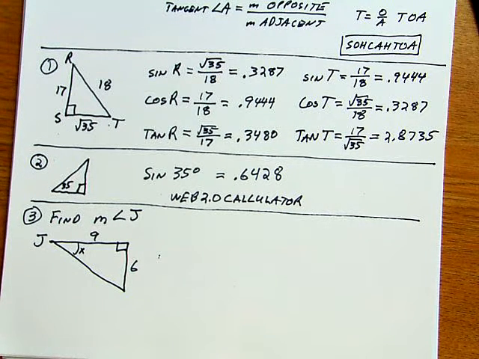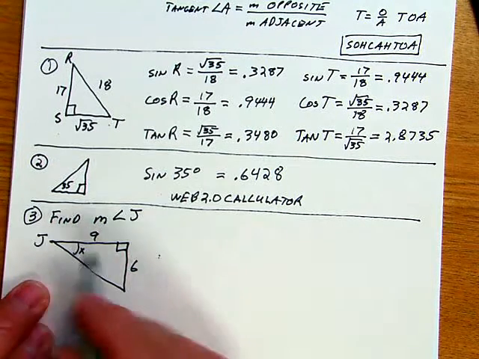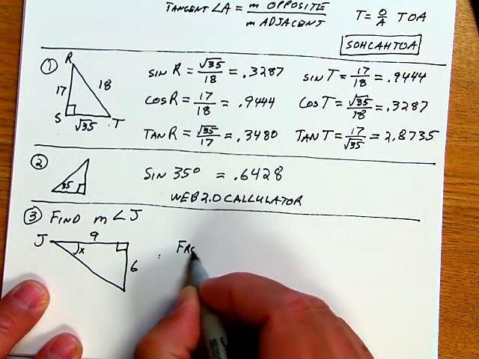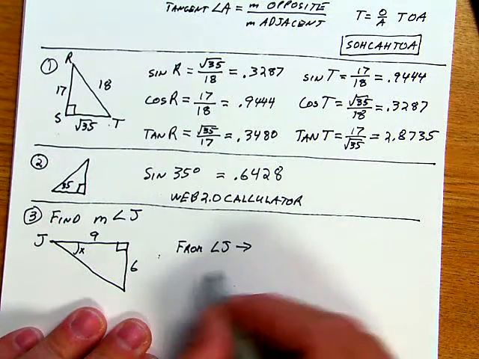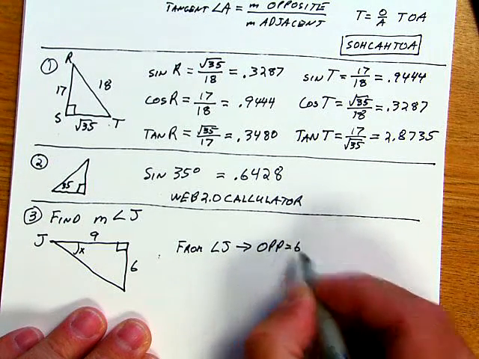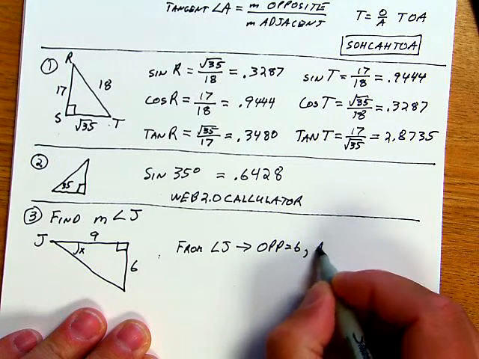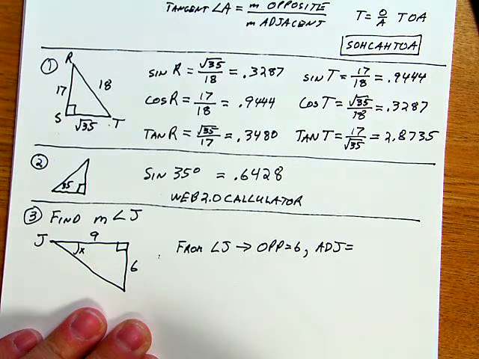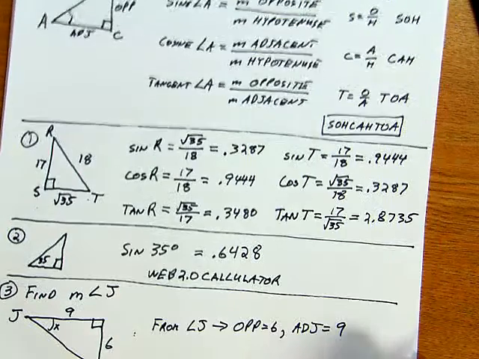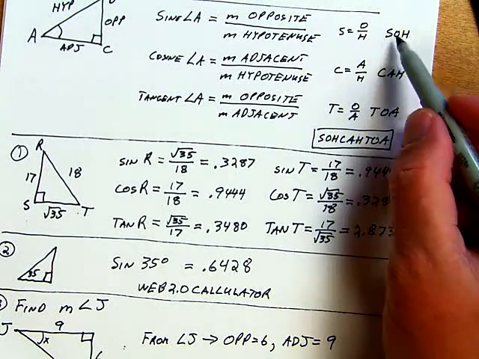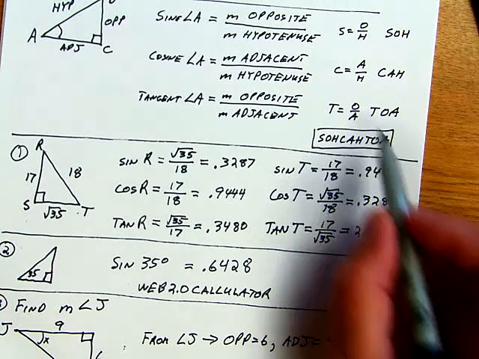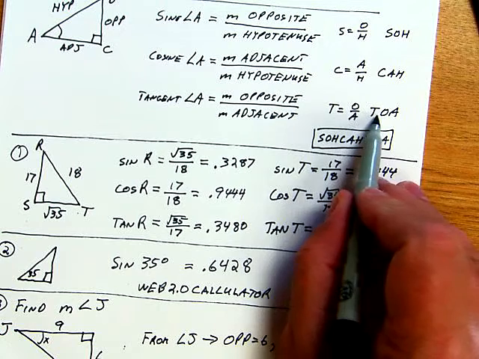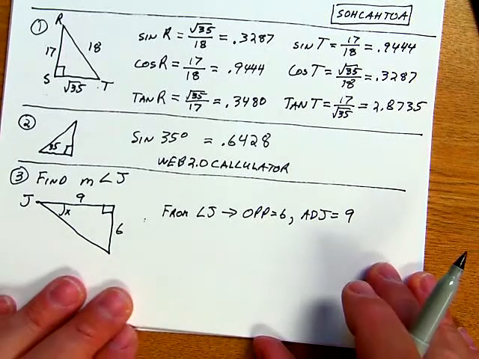So to do that, I first look at what do I know? Well, starting from J, I know its opposite side is equal to 6. And I know its adjacent side is equal to 9. So if I go back and look at my SOHCAHTOA rules, which one of these functions has opposite and adjacent? Well, I look at that, and that is my tangent. So I'm going to use the tangent function to figure this out.